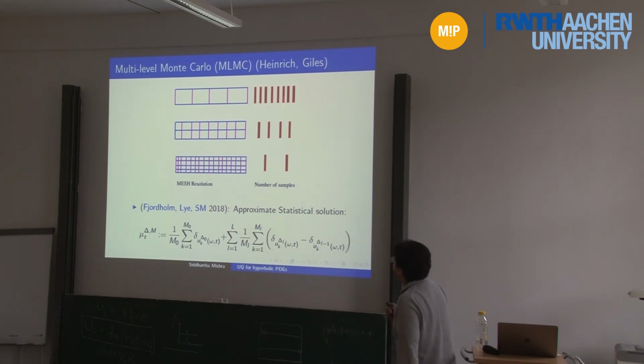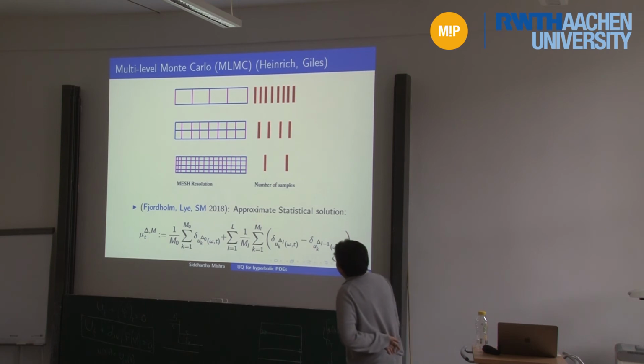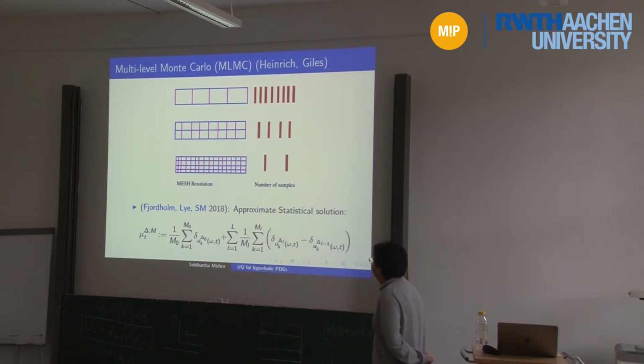They were developed in this context by Heinrich and later by Giles. Many other people have worked on it afterwards, and they come from the multi-grid methods. All of you should know what multi-grid methods are, so they come from that. And the idea is very simple. You have a sequence of grids, nested for simplicity, you can also do unnested. So a fine grid, a coarser grid and the coarsest grid. And the idea is that I'm going to do my sampling not just at one grid resolution as before, but at all these grid resolutions.